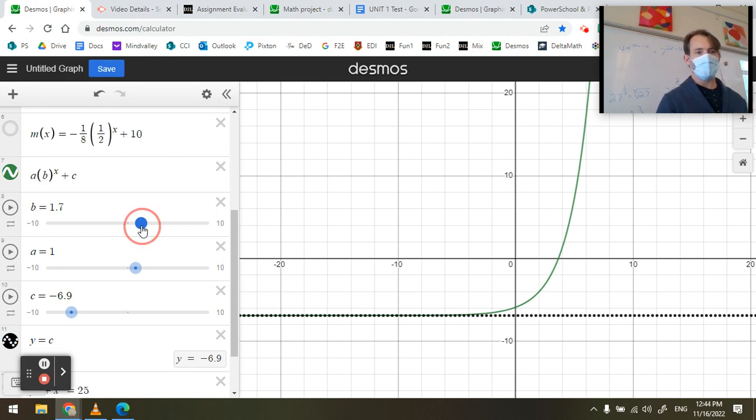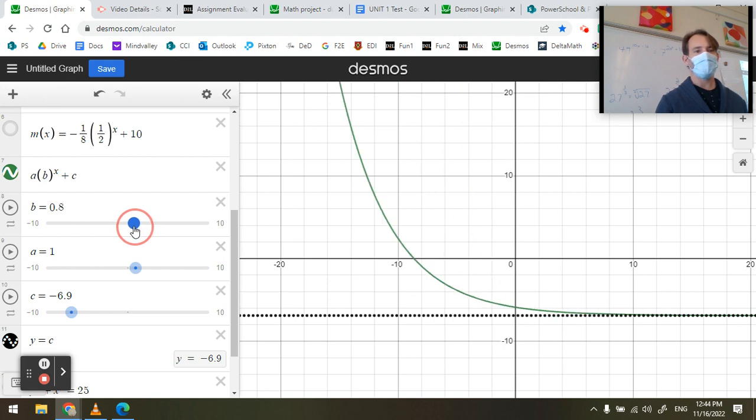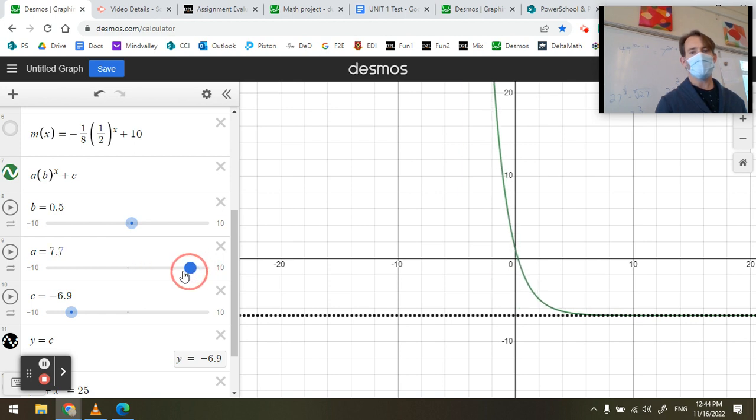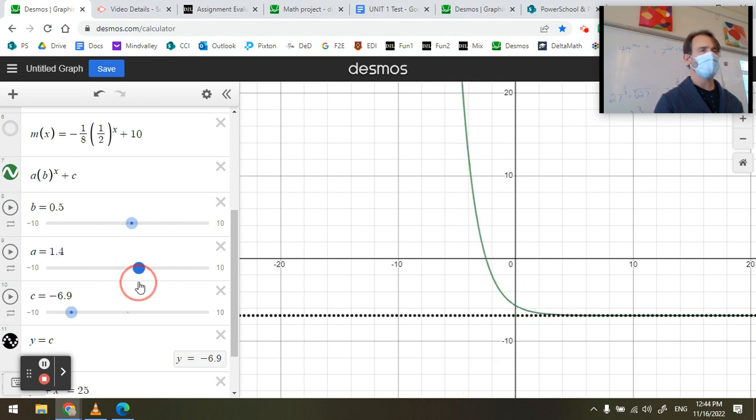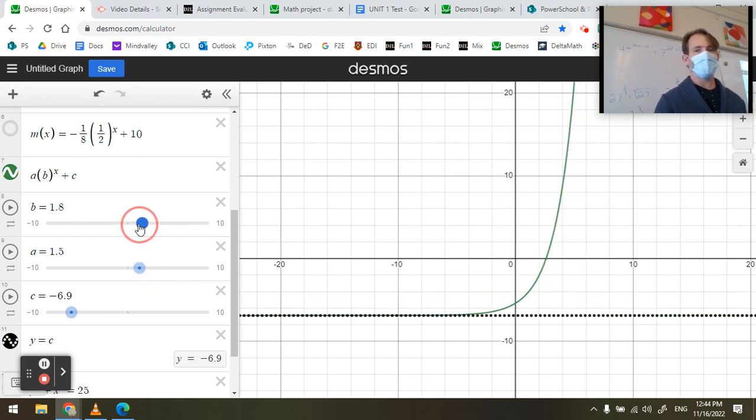Okay, so here when b is between 0 and 1, what kind of situation do we have? What's the name for this kind of situation here? Is it exponential growth or exponential decay? This is exponential decay. And then as b is greater than 1, we have exponential growth. Right. So b determines the direction of growth and the speed of growth, because that's your growth factor.